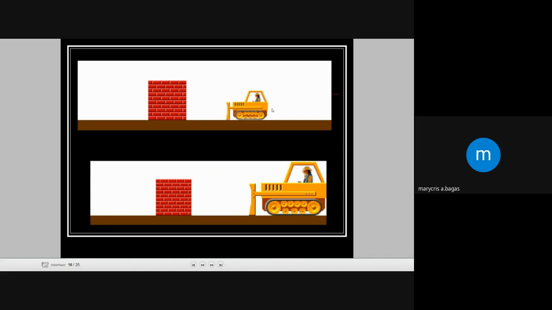Okay, also this one. This one is bigger and this one is smaller. So if this truck pushes these bricks or this wall, it will exert more effort compared to the smaller truck, right?